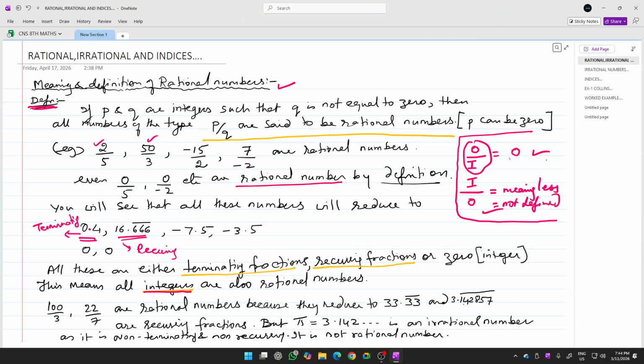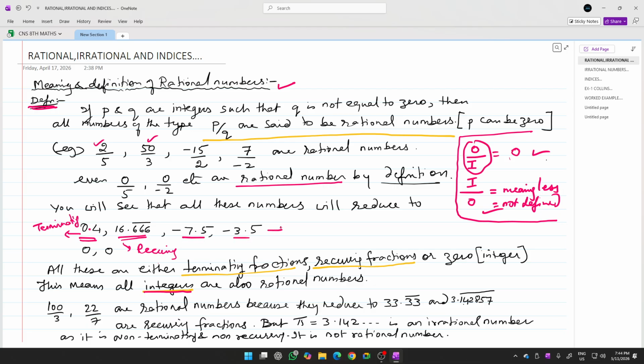And again 7 upon minus 2 is minus 3.5, and minus 3.5 is also a terminating decimal or terminating fraction. Whether you call it a terminating fraction or a terminating decimal, it is one and the same thing. So all these are rational numbers.